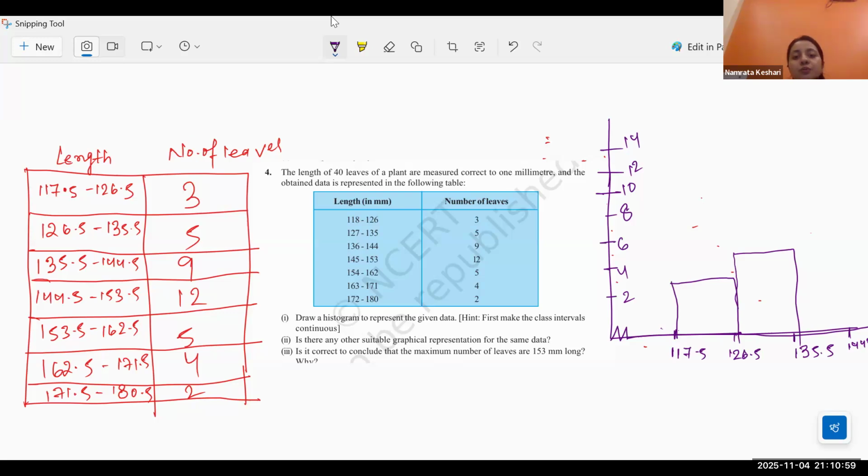If you are thinking how to do the subpart 2 and subpart 3 over here, we will be doing it. Let's start the discussion of frequency polygon first, then we will do all the questions from here. Anyone having any confusion so far in histogram? No, ma'am. Okay, let's see what is frequency polygon.